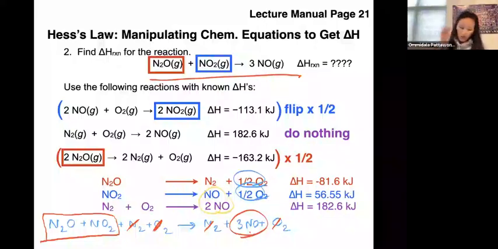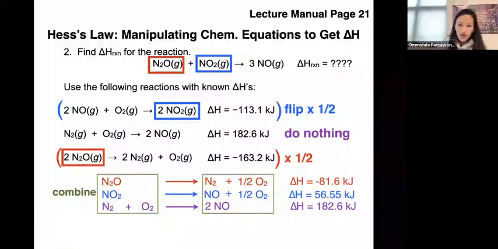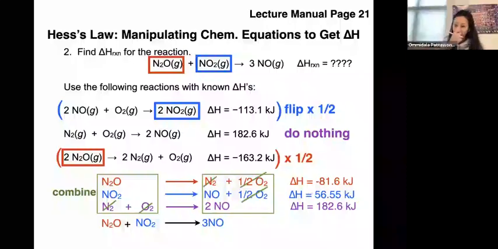So again, when you add them, you add all these reactants together, and you add all these products together. If you see something that appears on the same side, you add them together, so group them. If the same species appear on both sides of the equation, then you cancel them. Let me do that more clearly. So in this case, I cancel off those. So this is the final equation that we have.